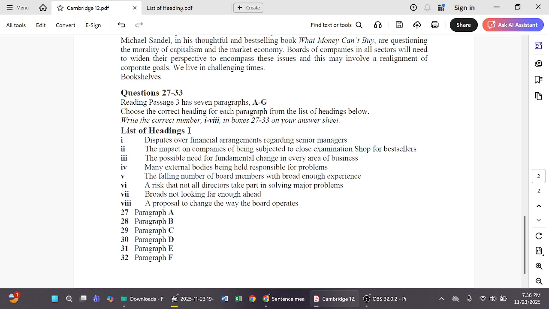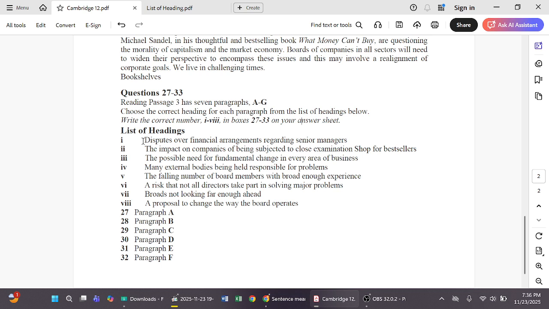What is list of headings? We have already got a clear overview of this. So list of headings is here. We can see this is the list of headings, and then we have some headings here. First of all, we have to read all the headings and highlight keywords.